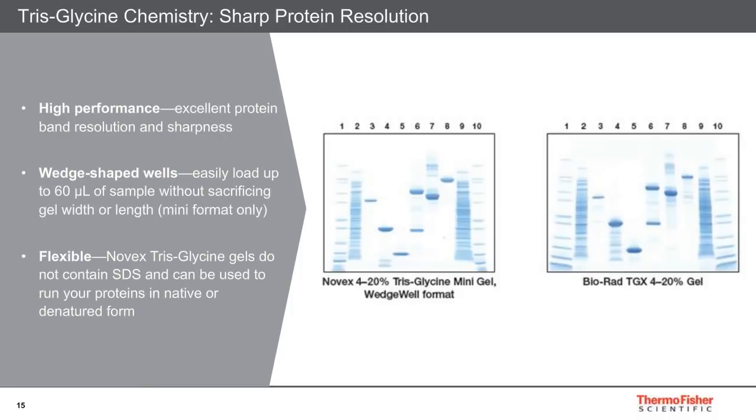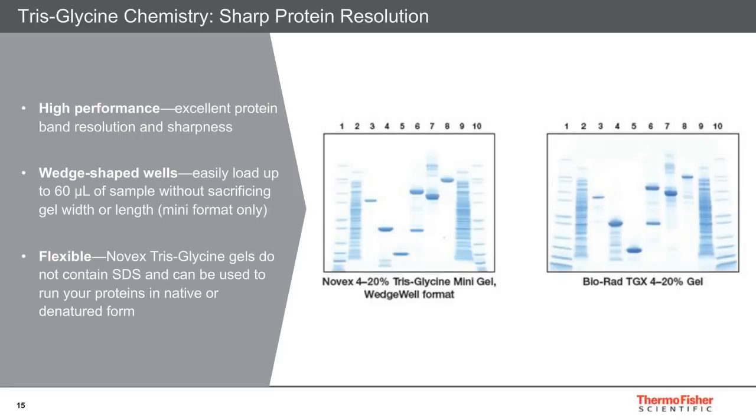We understand that Tris-Glycine chemistry has its limitations, and we strongly recommend that it should not be used for every application in your lab. The one-size-fits-all approach is really not optimal or efficient when it comes to selecting a precast gel for different research applications.